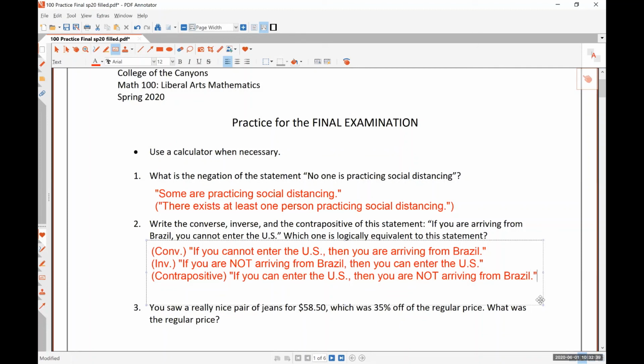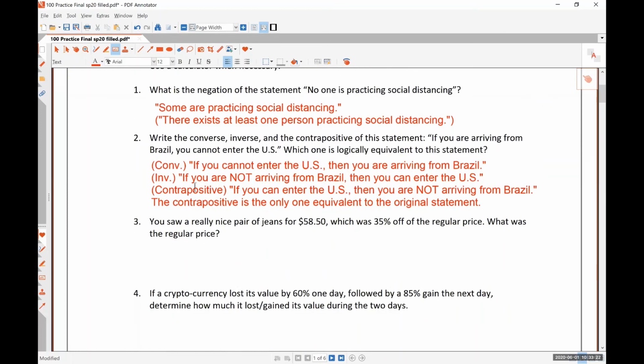Notice here, that is a true statement if the original statement is true. In the original statement, they're saying if you are arriving from Brazil, you cannot enter. So if you are able to, or if you can enter the US, okay, that means the first condition must not apply. In other words, you must not be arriving from Brazil, because if you were, then you would not be allowed to enter the US. So the last one, the contrapositive, is the only one logically equivalent to the original statement. All the other ones are not logically equivalent.